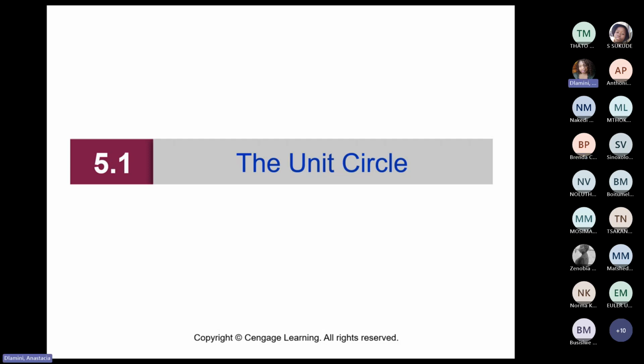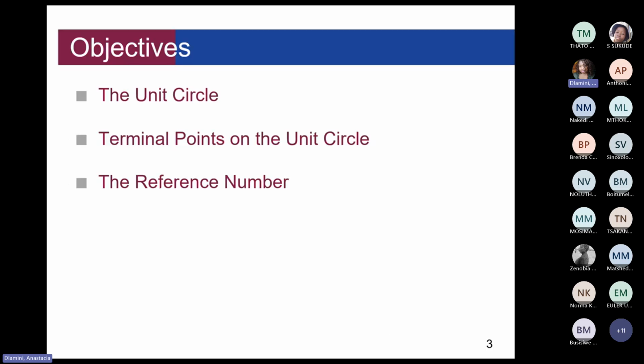So in this word, what is a circle? I think it's just a sphere shape. And when we're talking about unit circles, think like we're talking about the circle that has a radius of 1, since 1 means unit. Yes, you're right. So a unit circle is basically a circle with radius 1. And when it comes to trigonometry, it's very important. So the objectives are the unit circle, the terminal points on the unit circle, and the reference number.